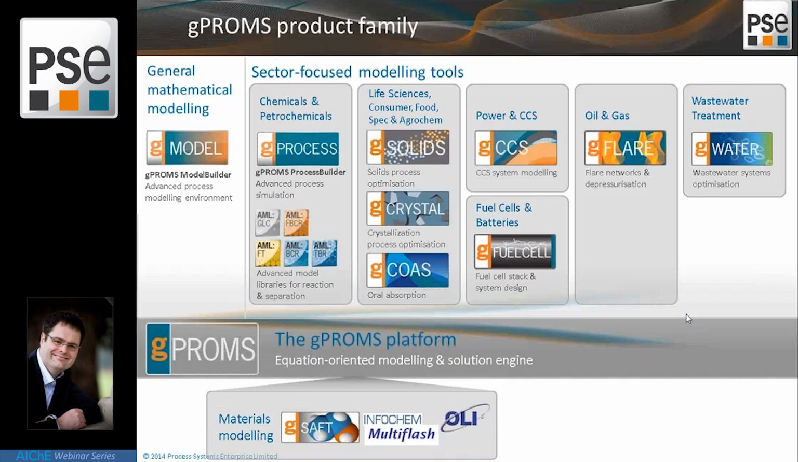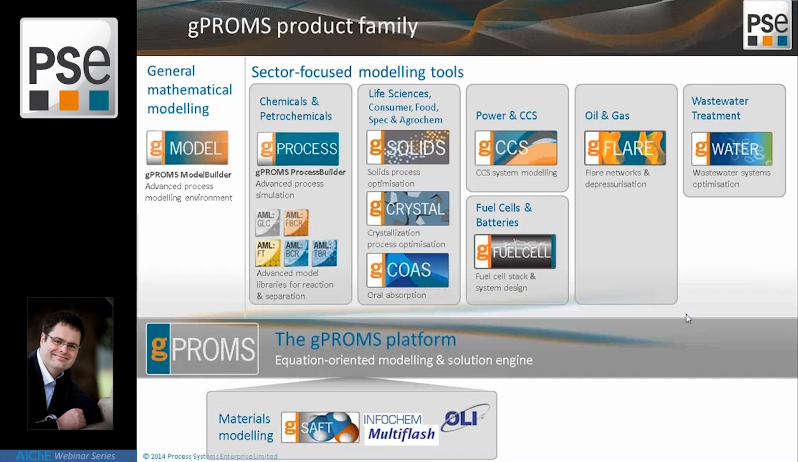This platform, since it's an open platform, we can actually use different materials modeling packages. Our standard has always been multi-flash, which is basically the standard physical property package for all your physical property calculations in gPROMS. But we recently acquired gSAFT, which stands for Statistical Association Fluid Theory, from Imperial College. And this can really be considered to be the next generation of group contribution methods. And if you're interested in this or any of these packages, please visit our website and you can get a lot more information on them.